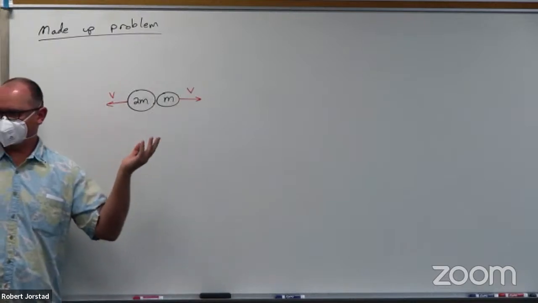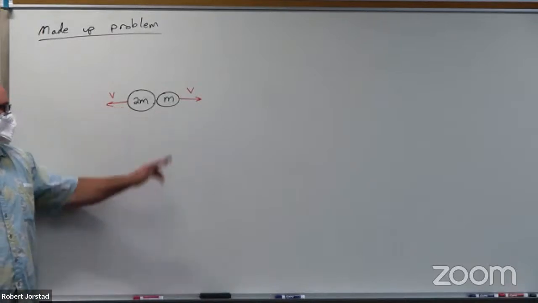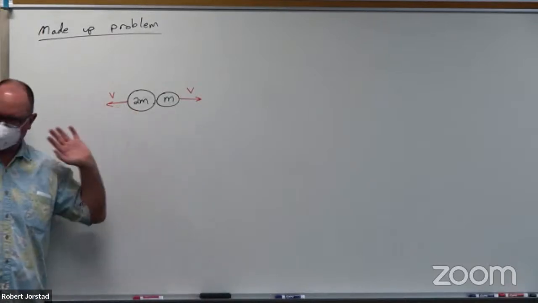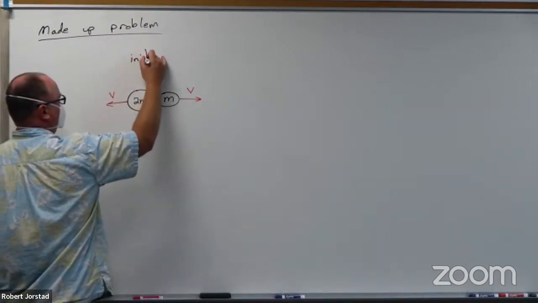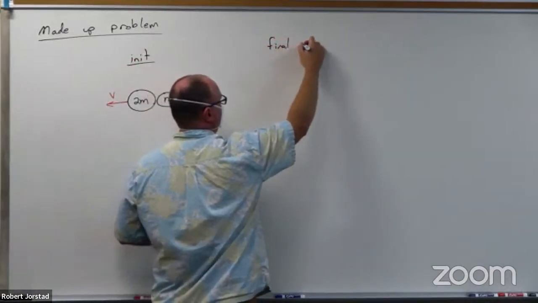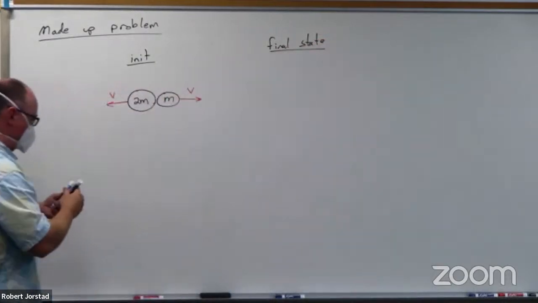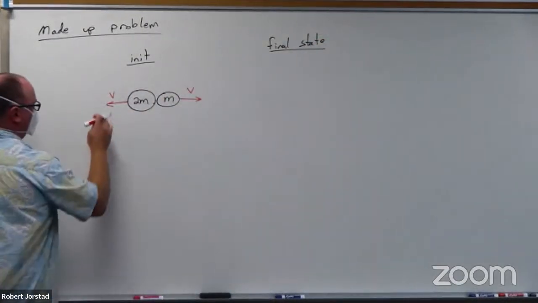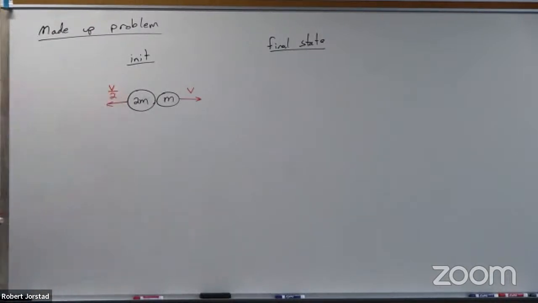I could mix this up on test day by saying this is 2v and this is v over 2 or something, or m and 6m or something, right? Whatever. Just plug in some letters there. But in general, let's say this is the initial state. And in the final state, actually, you know what I'm going to do by symmetry? I'm going to make this one v over 2. Because I don't want to have to explain something, okay?